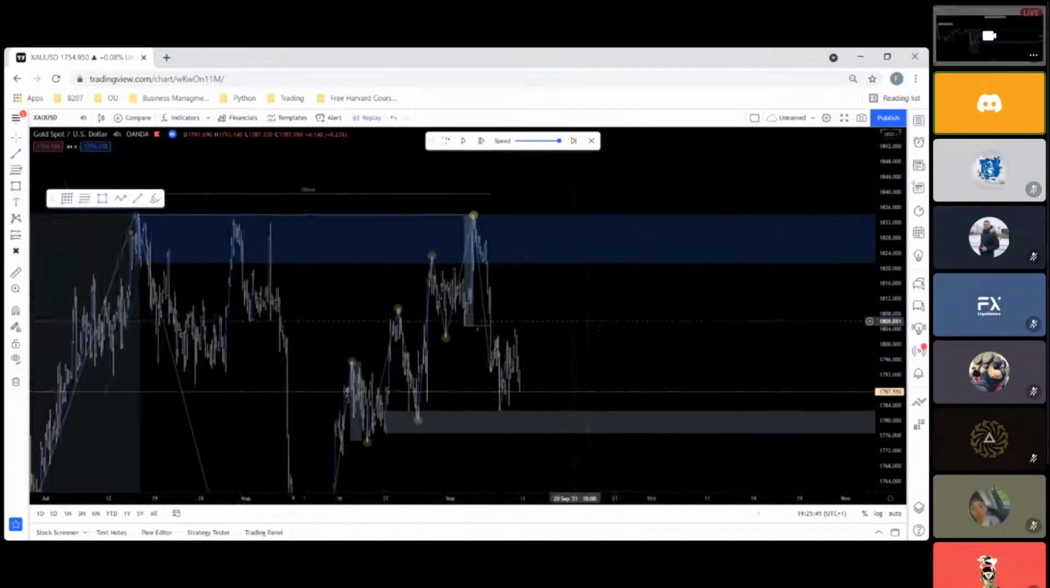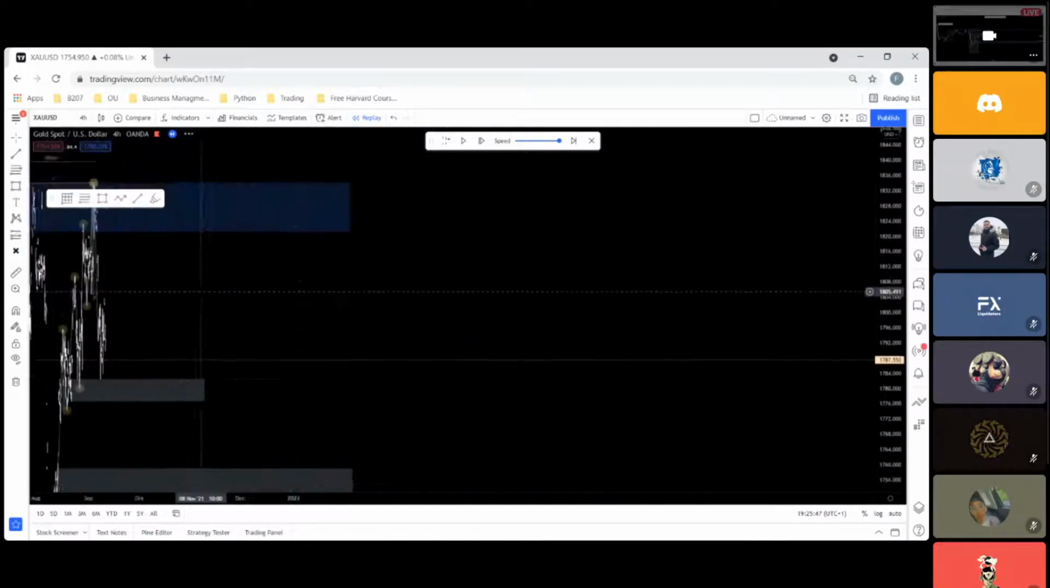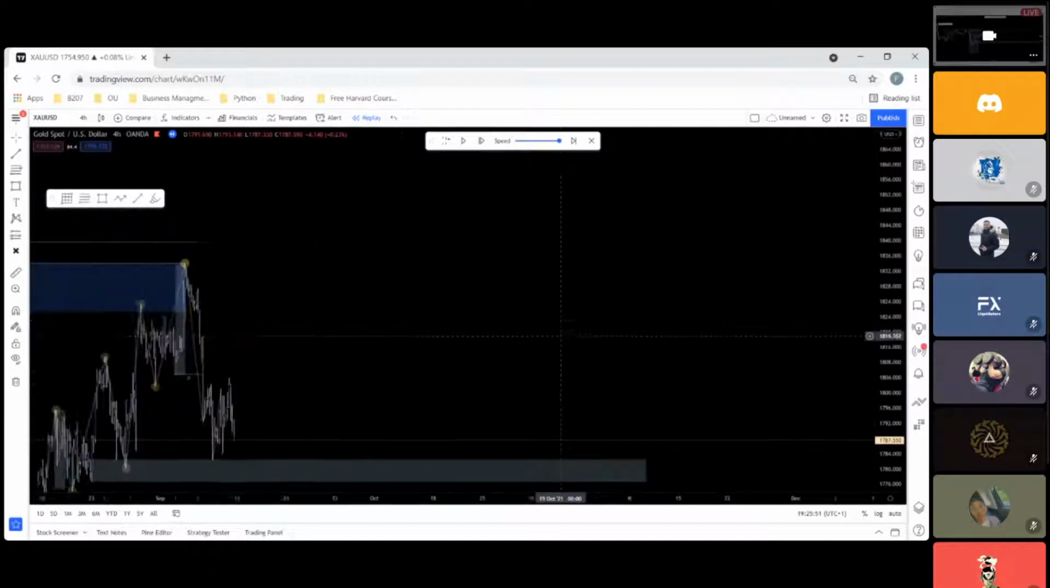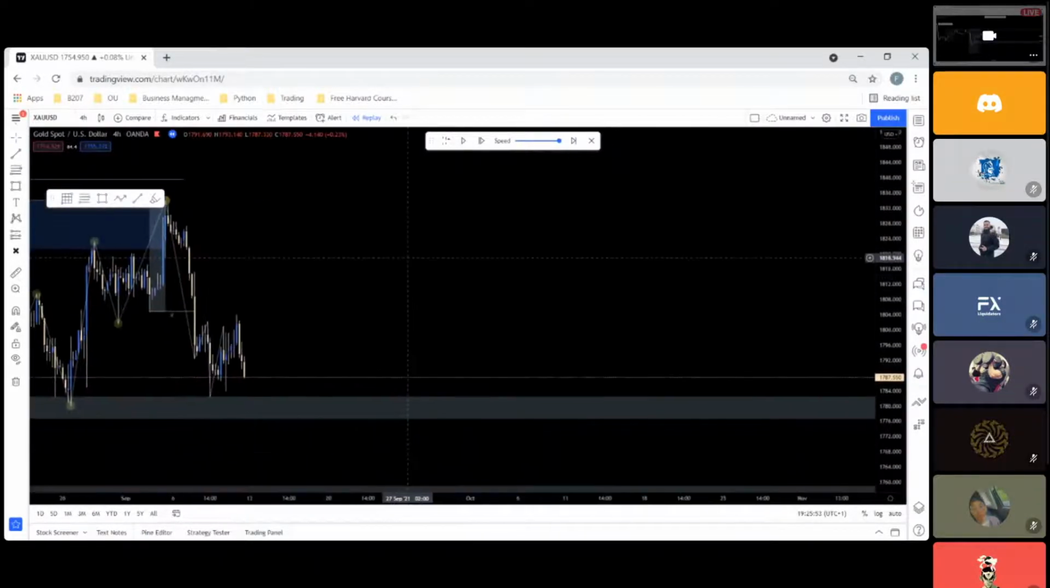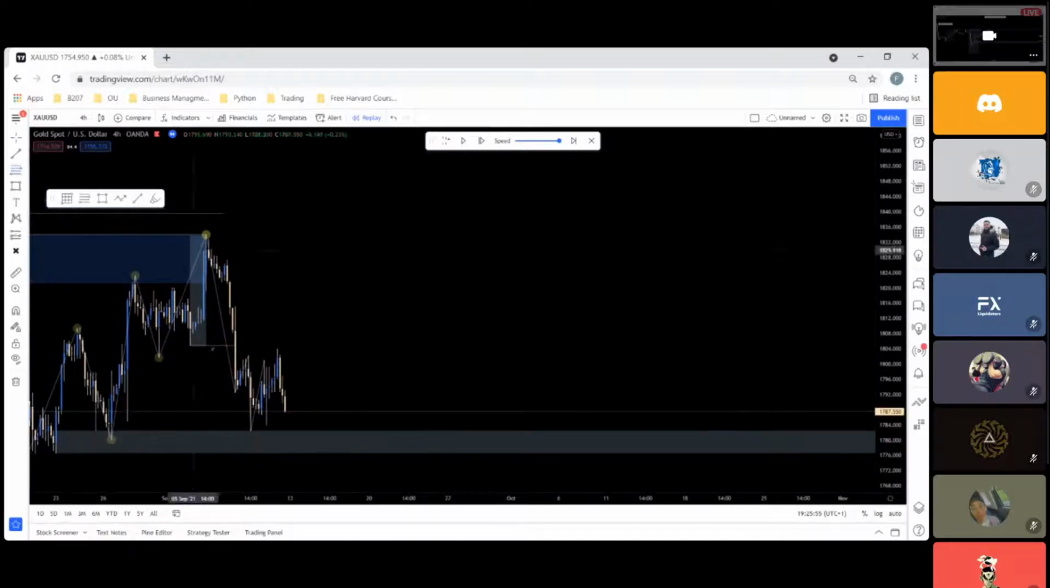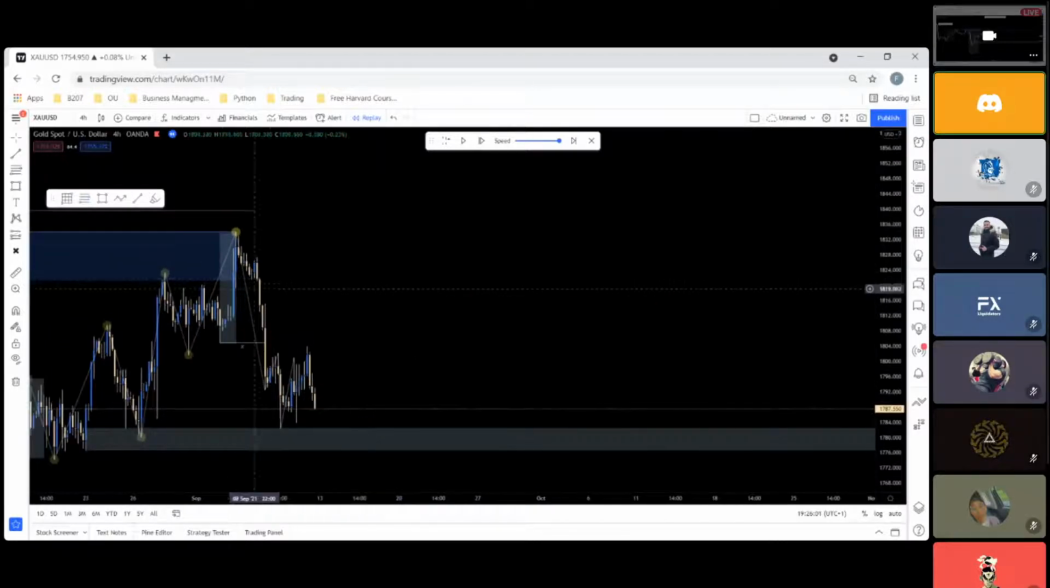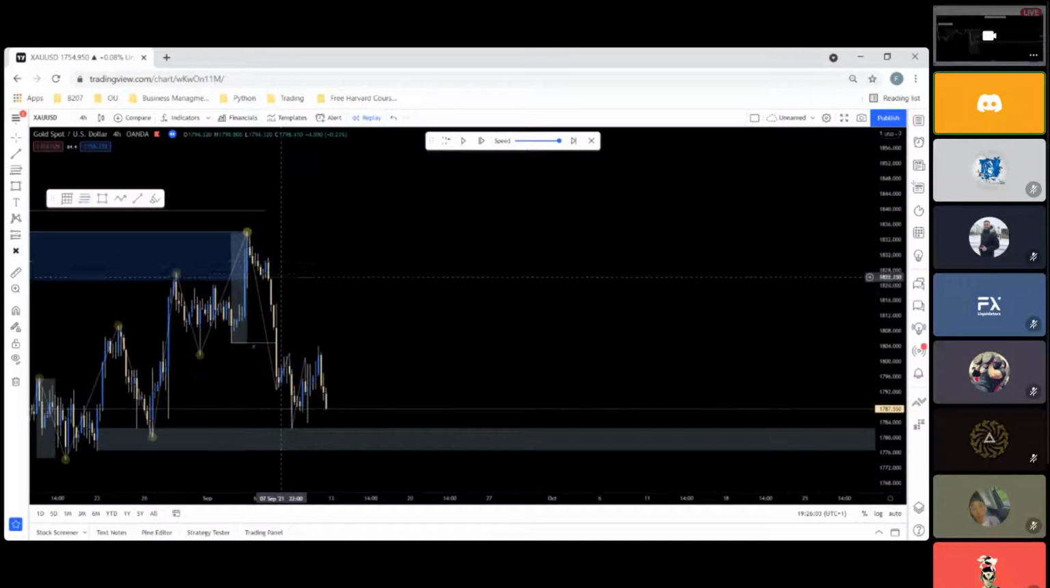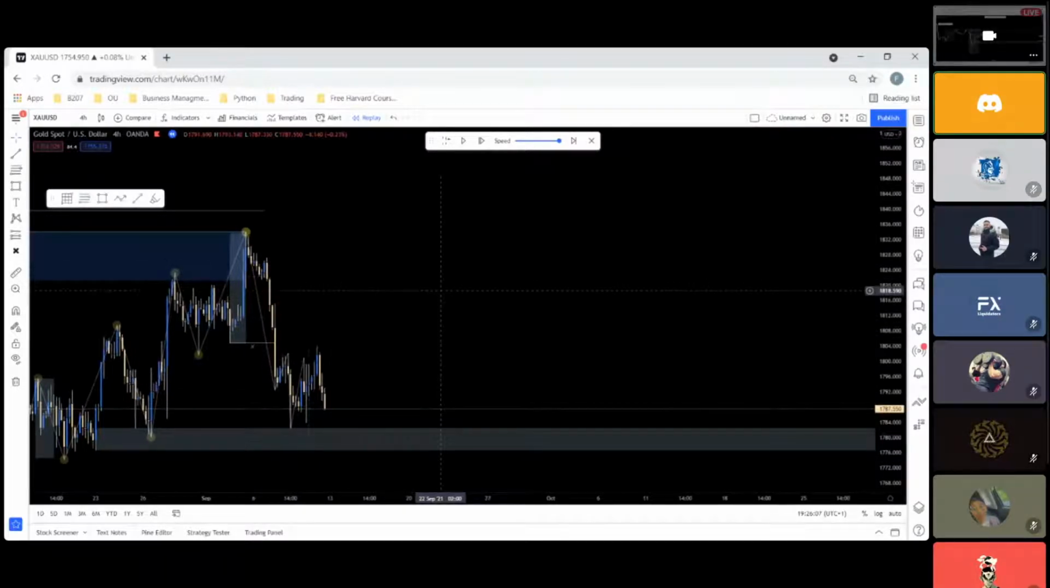From a supply zone point of view, I'd be looking at this purely because it's not mitigated. It's quite clean, with efficiency below the zone.